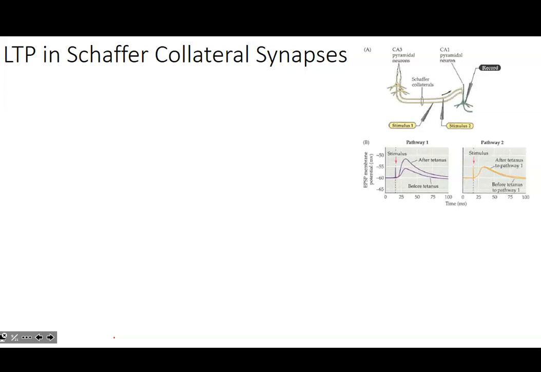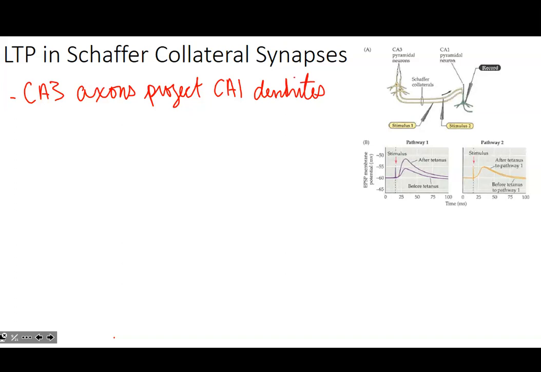There's a really commonly well-characterized circuit between CA3 axons, right? So these neurons have their cell bodies in CA3, but those CA3 axons project to CA1 dendrites, okay? So again, the CA1 bodies are there, but those dendrites might not be exactly next to the cell bodies, right? So you have CA3 axons projecting to CA1 dendrites. This is the Schaffer collateral pathway, CA3 to CA1.